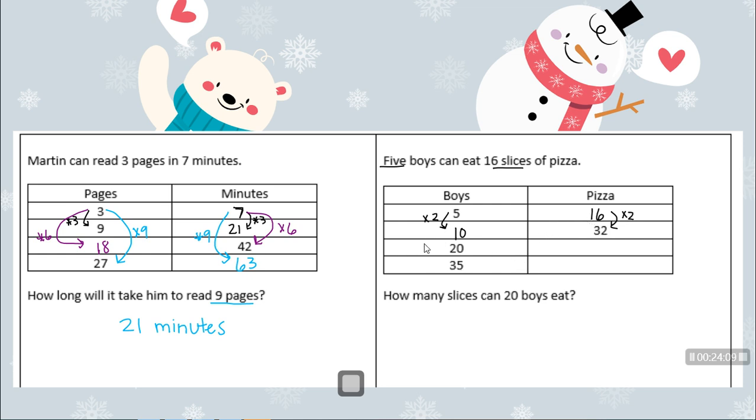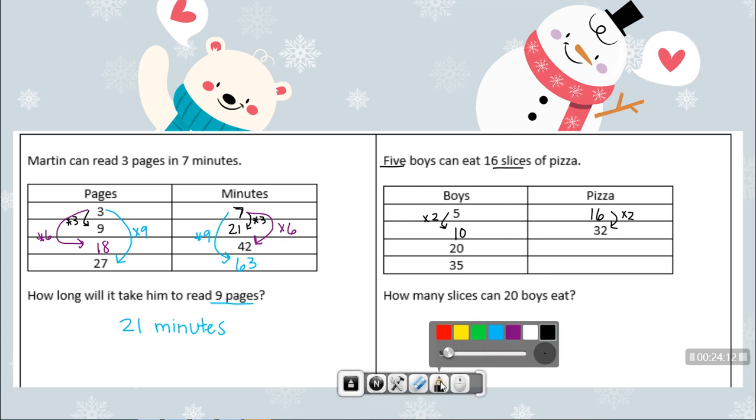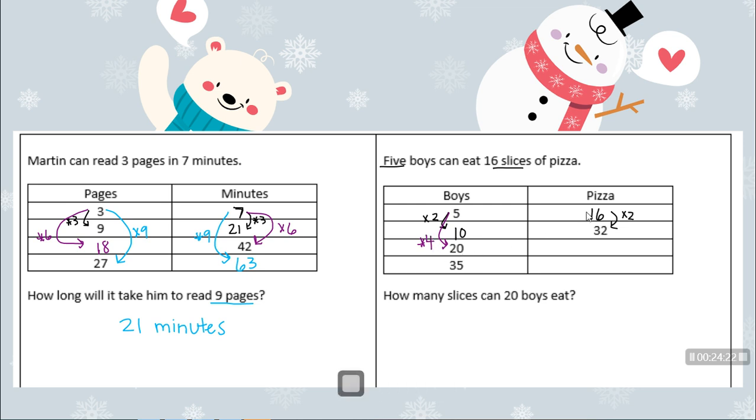All right, so now let's take a look at the next ratio that we have. So 5, how could I get from 5 to 20? 5 times 4 is 20, and so we need to do 16 times 4. Now, this is something you might have had to work out. 16 times 4, I don't really know off the top of my head. So 4 times 6 is 24, carry your 2. 4 times 1 is 4 plus 2 is 6. So it's 64. So if we had 20 boys, we probably need 64 slices of pizza.